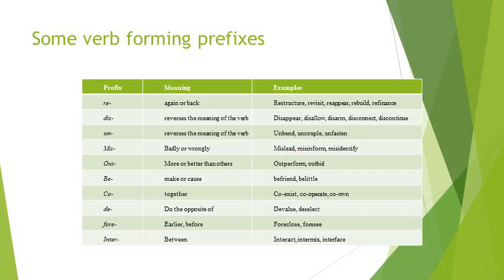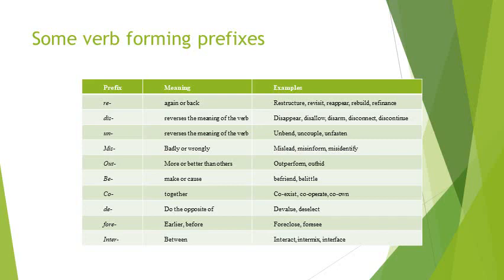And then MIS means badly or wrongly. We have examples occurring in words like mislead, misinform, misidentify. So mislead there would mean the opposite of to lead. Misinform means the opposite of inform, misidentify, and so on. OUT there means more or better than others. You have it occurring in words like outperform and then outbid.